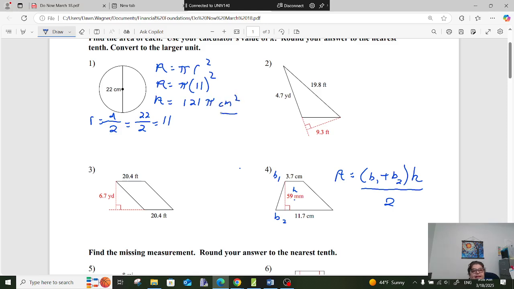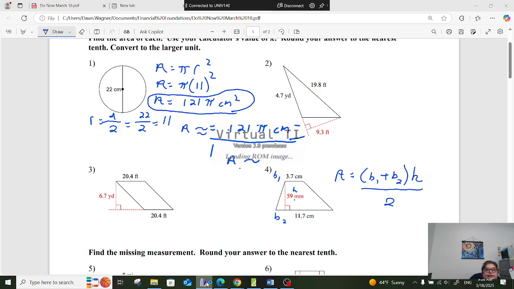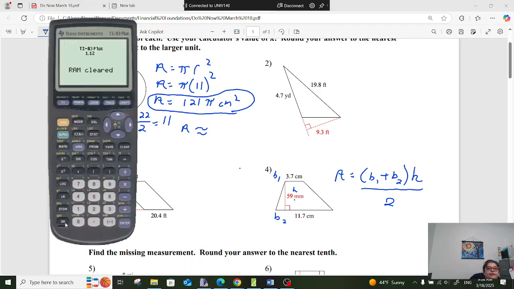Now, this would be the exact answer. So on a standardized test, if it says the exact answer, you would use this one. The estimated answer, or rounding to the nearest tenth, would be to actually use pi. So if I have this up here, I'm going to put pi. Second, pi, there's pi. 121, right? And then press enter.